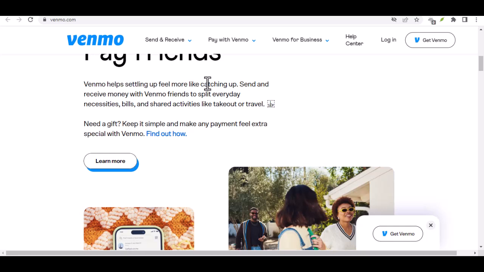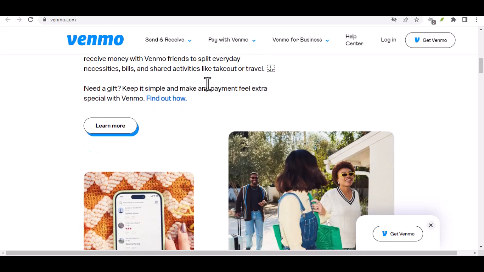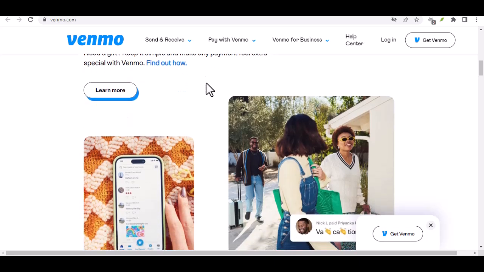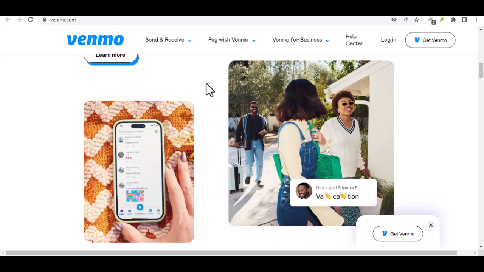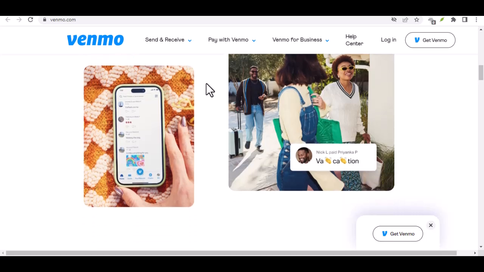Now, for the second scenario, and this is the one that causes the most stress, what if the payment has already gone through and is marked as completed? This means the recipient has received the money. In this case, you can't technically cancel the payment yourself. Venmo doesn't offer a recall button for completed payments, and for a good reason, it's to prevent fraud. Imagine if someone could send you money and then just take it back whenever they felt like it.